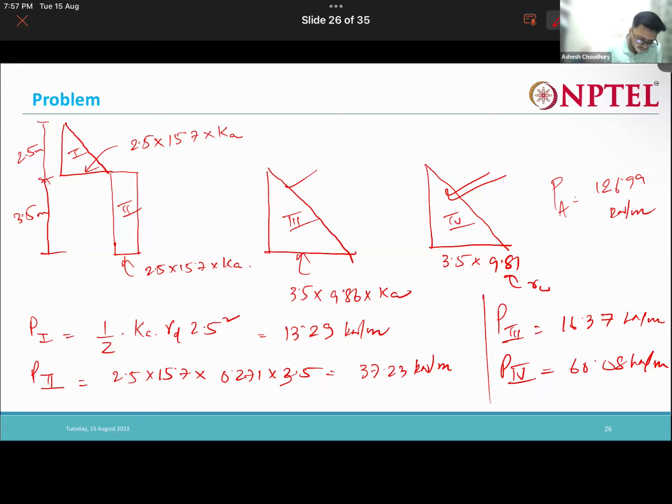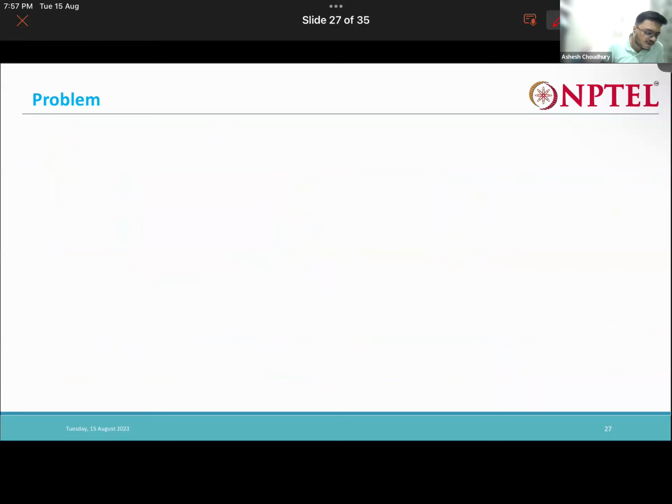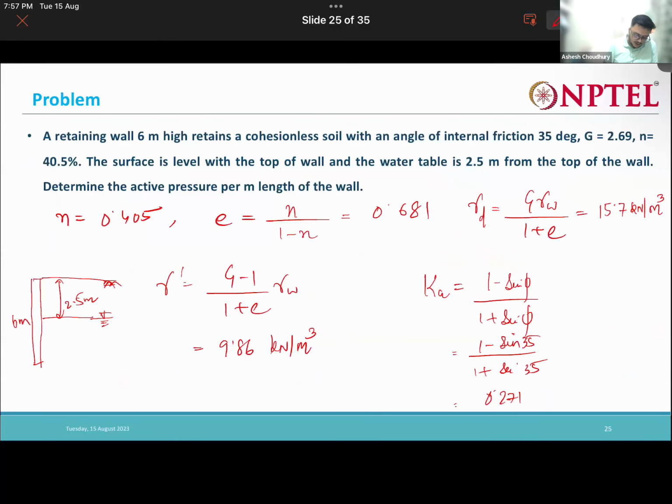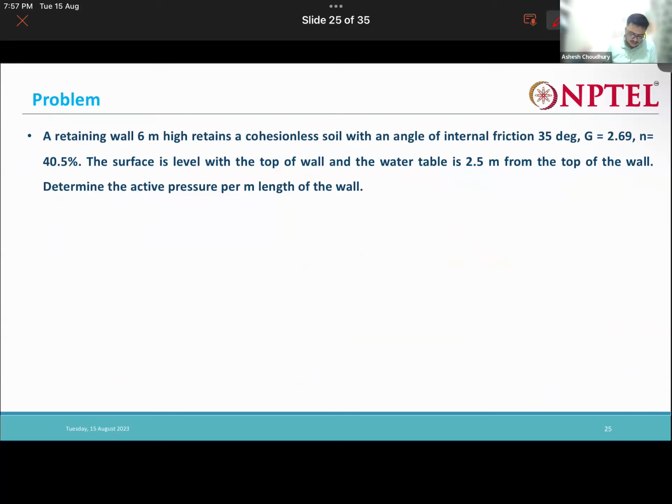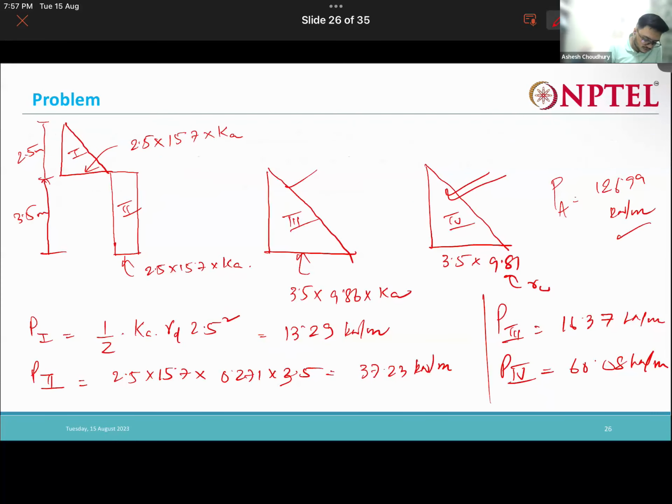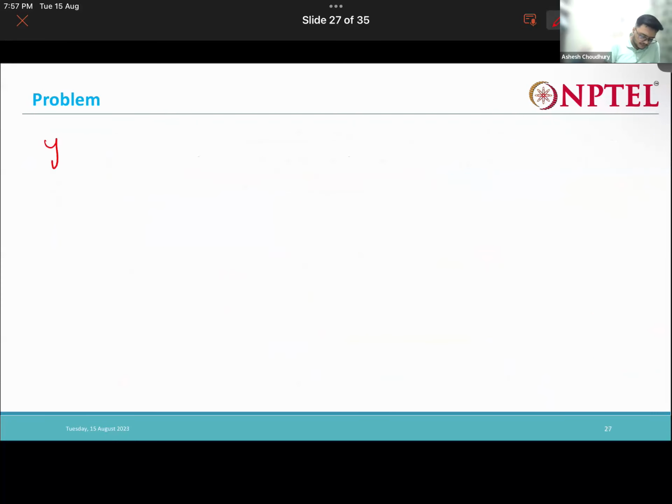Now if it is asked where this P is acting on this wall, it is acting at some distance y from the base. So where is this acting? We can find this y by taking moments, getting the centroid. We'll just do it for you.